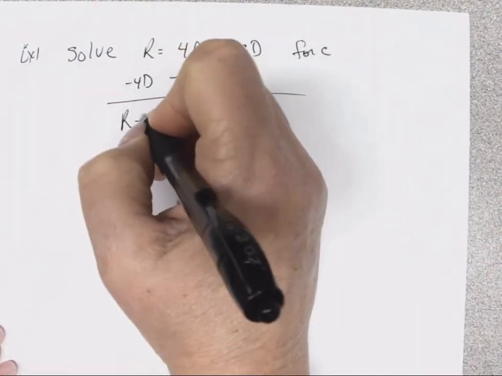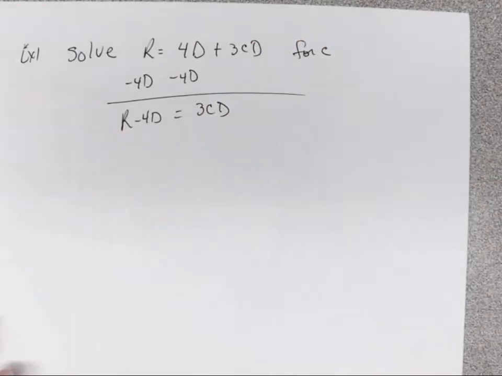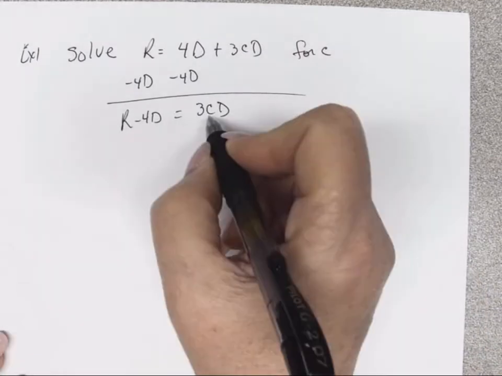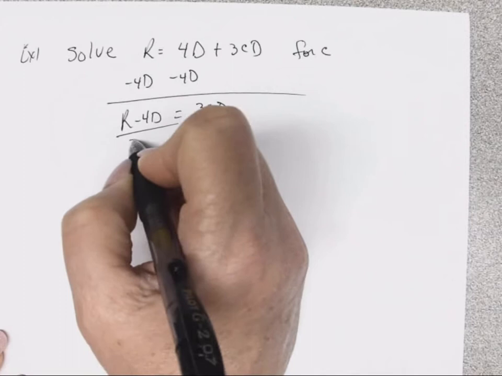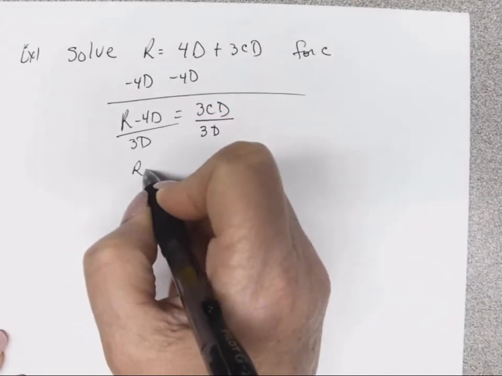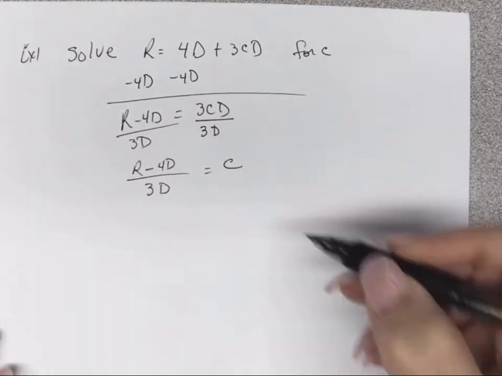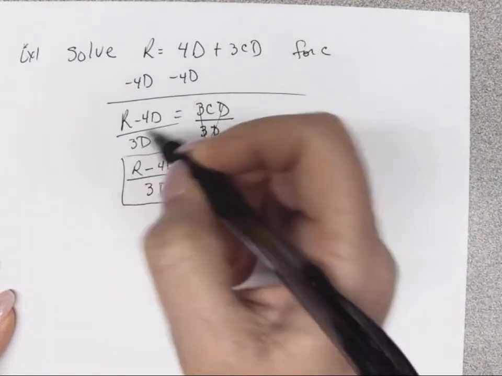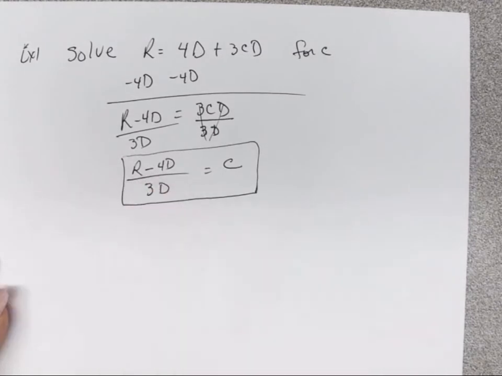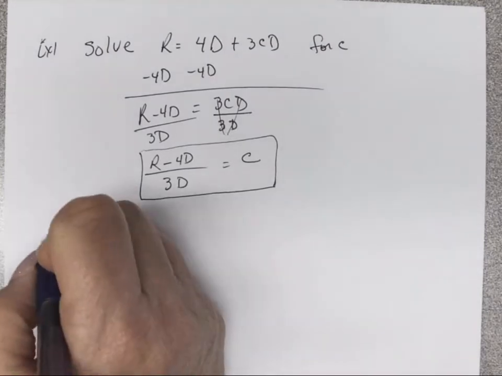And then I get R minus 4D is equal to 3CD, always doing the opposite operations. To get C by itself, it's being multiplied, so I'm going to divide by the 3 and the D. And we end up with R minus 4D over 3D is equal to C, because the 3 and the D will cancel. This is your final answer. You cannot reduce the D's here because the R doesn't also have one. All right, let's go on to number 2.